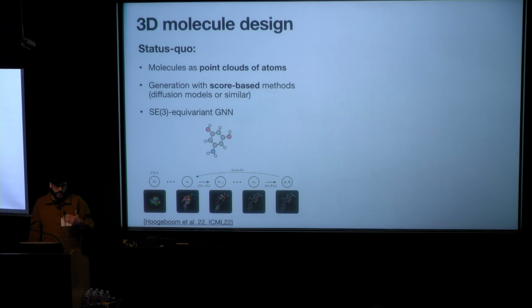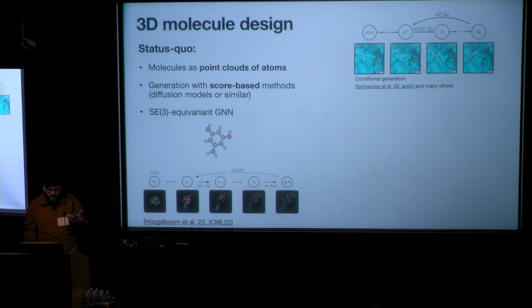This is nice because people can leverage SE(3) equivariant GNNs, which is especially useful when you're in a low-data domain. And those models have been applied to many different applications. For example, conditional generation. Let's say we have a protein target that we're interested in, and we would like to generate some molecules that would bind to that particular protein target. This is actually going to be the topic of the presentation.